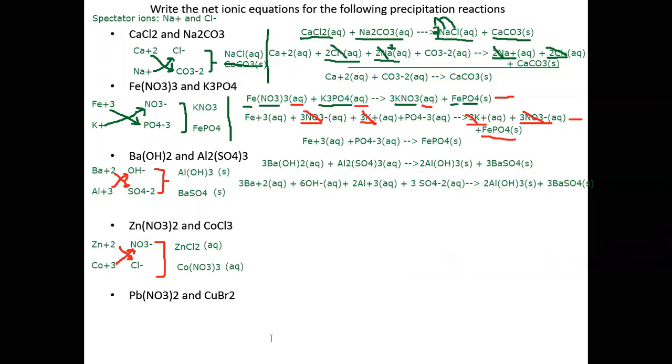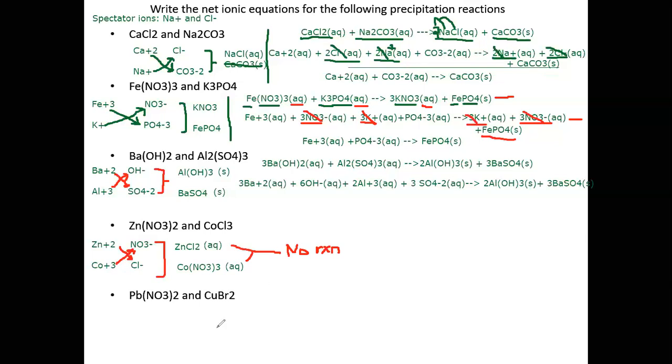So since both of these are aqueous, there would be no reaction. If no precipitate is made, no reaction occurs. It's just going to sit there in solution. So we can have some reactions that give one precipitate. We can have reactions that give two precipitates. And if it doesn't give any precipitate, it's no reaction.